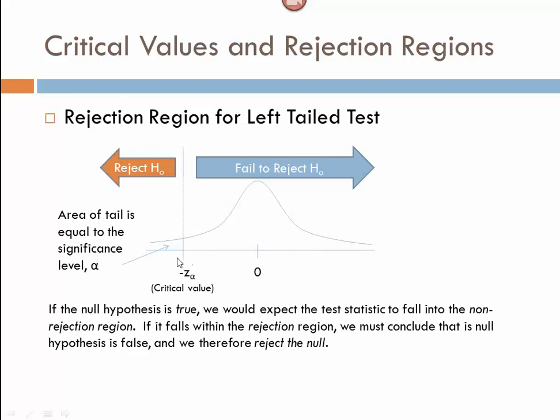If our test statistic is so extreme that it lands over here, meaning we get a z-value that's far beyond what we expected, then we begin to question whether or not the null really is true. So if the null is true, we'd expect the test statistic to fall into the non-rejection region. If it falls within the rejection region, we say it's extreme enough that we must reject the null hypothesis.